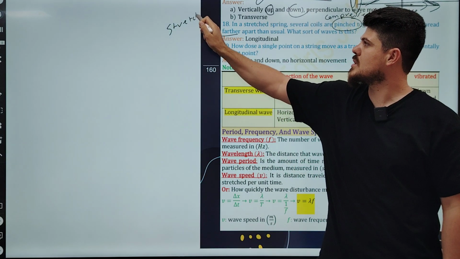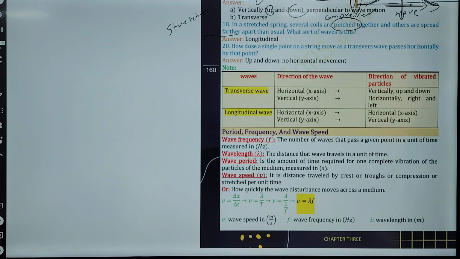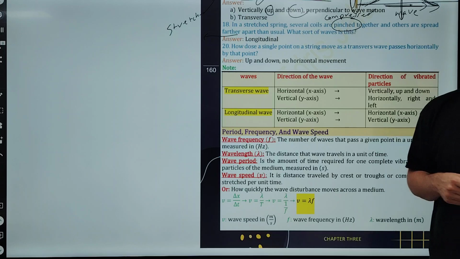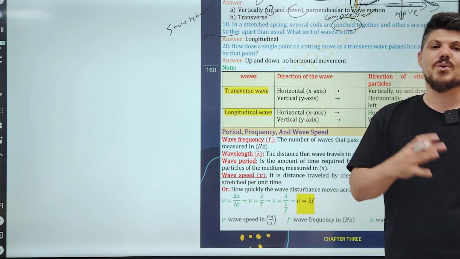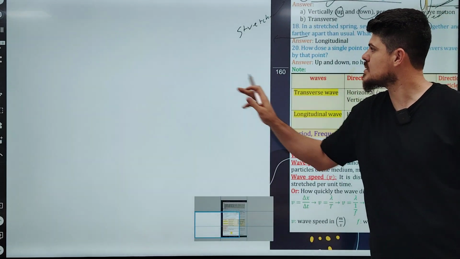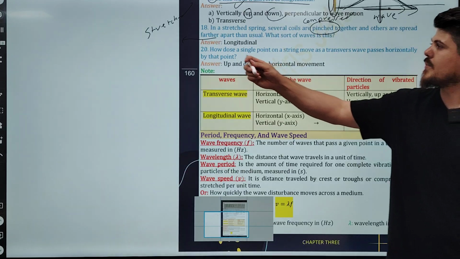What sort of wave is this? Is this wave longitudinal or transverse? This wave is a longitudinal wave. Why? Because we have a compressed region and a rarefaction region. The type of wave is longitudinal.